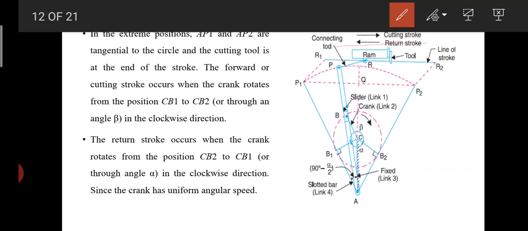Now the return stroke. It means the ram moves back to its original position. The return stroke occurs when the crank rotates from CB2 to CB1 through an angle alpha in clockwise direction. Since the crank has uniform angular speed, as shown in the figure, the cutting stroke time is more compared to the return stroke, because when the material is cut it takes more time than the return stroke.